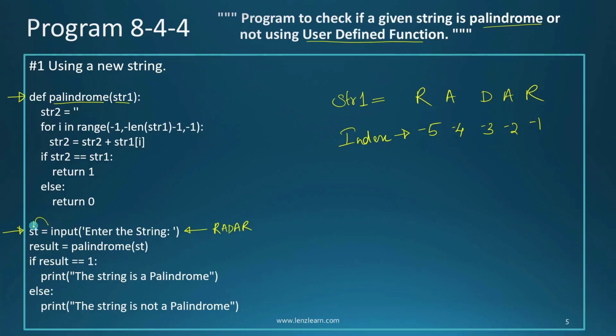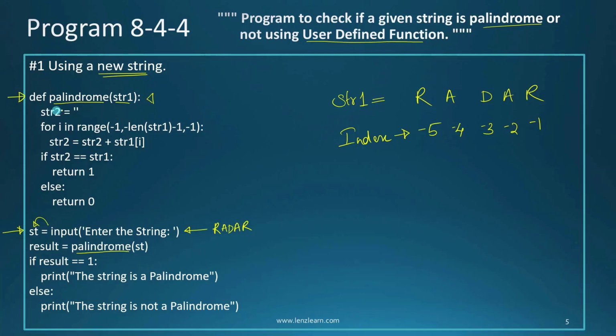That will be stored into st, and then I will call my function palindrome with the value radar stored inside st. So now the control will go to the function and the value of st will be moved into str1. Now str1 has the value radar, and as we have to reverse a string, of course we'll be working with the negative indexes. These are the index values for the string radar. In this program, we will be using a new string to store the reverse value and to find out whether it's a palindrome or not.